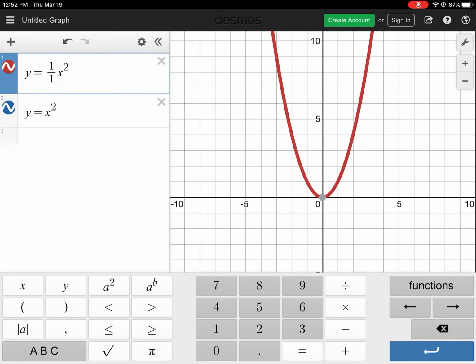What if I make it into a 1/10? What if we make it into a 100th? Now your parabola almost looks like a flat line. How come? Because the smaller your fraction, the wider your parabola.